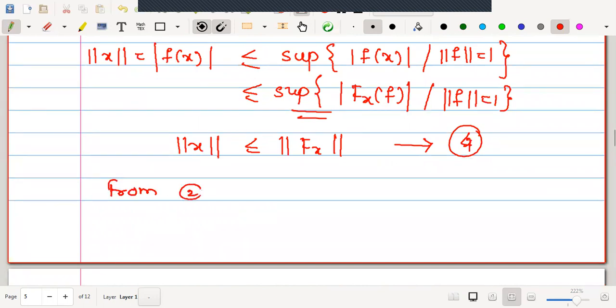Therefore from 2 and 4, norm fx is exactly equal to norm of x. Hence we have proved the second step of the theorem. Now let us go to the third step.